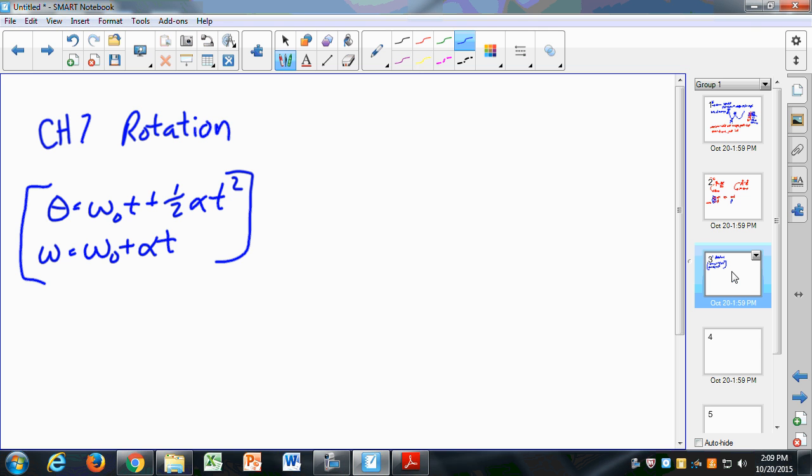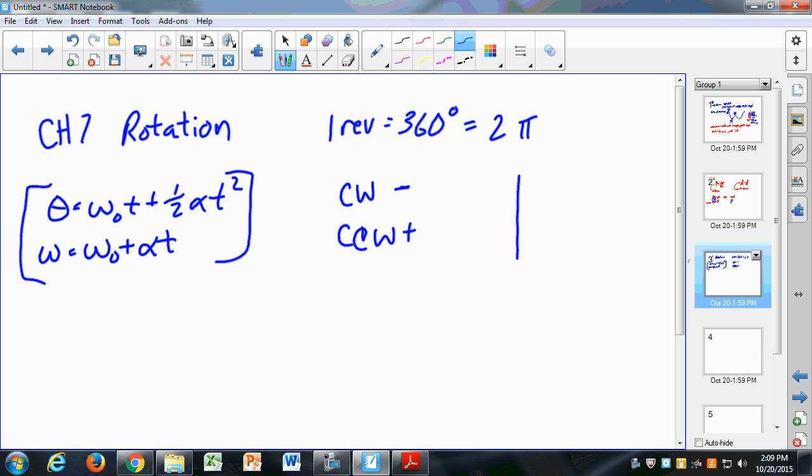You'll also need to know how to convert between the various angles. So remember, 1 revolution is 360 degrees, is 2 pi radians. Don't forget that when we're talking about angular displacement, clockwise is negative, counterclockwise is positive. You can remember that from your unit circle because the unit circle goes in the counterclockwise direction, which is the positive angular displacement. That's in radians.